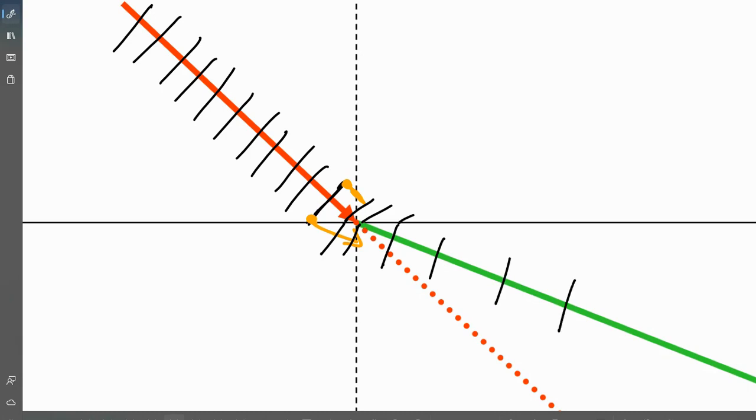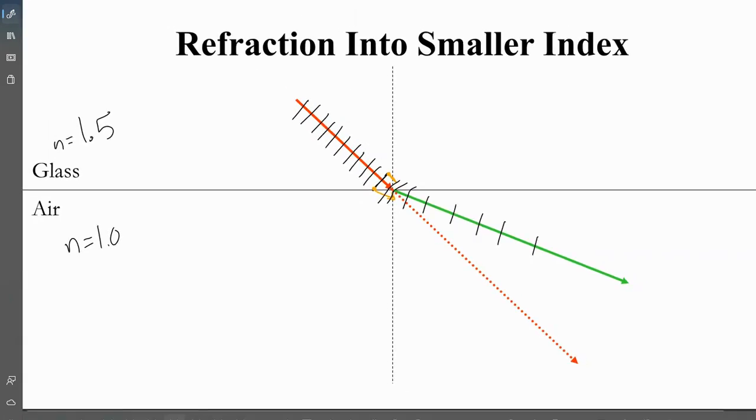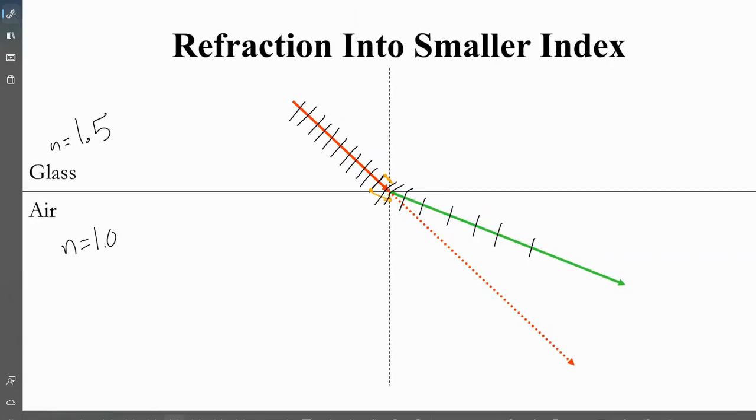So over here, now we will bend in that direction. So glass into air, if you've ever seen a glass sphere, or if you're looking into a really thick glass window, things aren't where they appear to be because of exactly this. If an object is over here in the glass, and your eye is over here in the air, you will actually see it along this green line. So you would see that object right there instead of where it actually is.